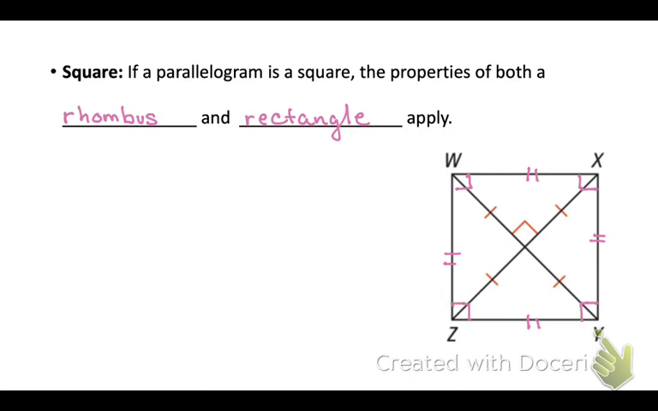Okay, so are all squares rectangles? All squares are rectangles because it says the properties of a rectangle apply. Are all squares rhombuses? Yes. It says all the properties of a rhombus apply. Are all rectangles squares? No. Are all rhombuses squares? No. But is a square a rhombus and a rectangle? Yes. How fun.